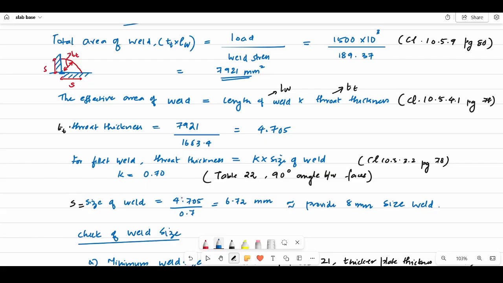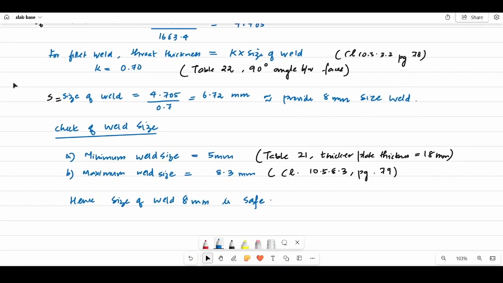So what will be S? Tt divided by 0.7, so 6.72. So we will provide an 8 mm size weld. So that is how we design the weld connections. Weld connection design basically means we have to design the length of the weld and the size of the weld. Now we will check whether this provided weld size is adequate. This is an optional part.